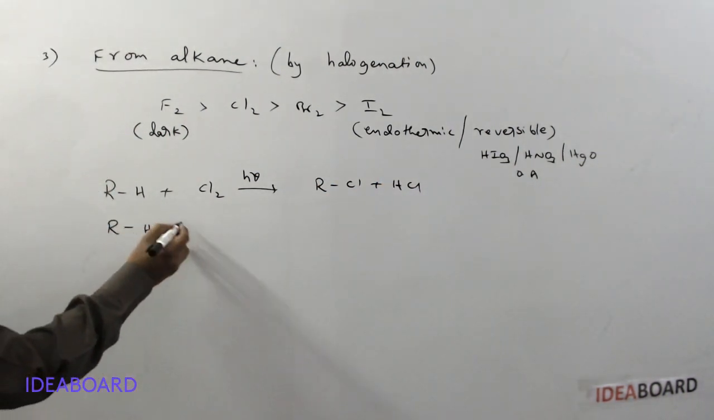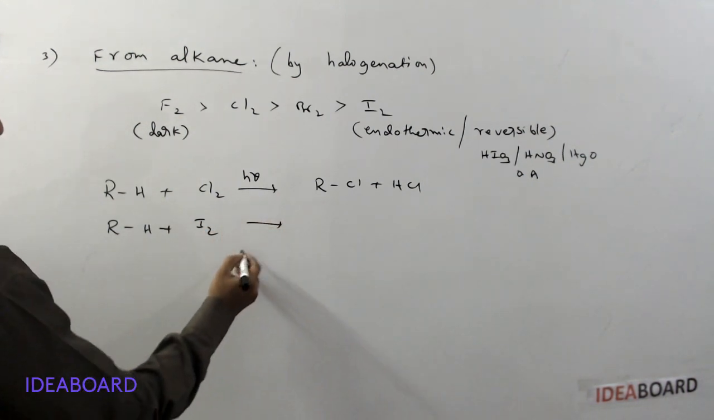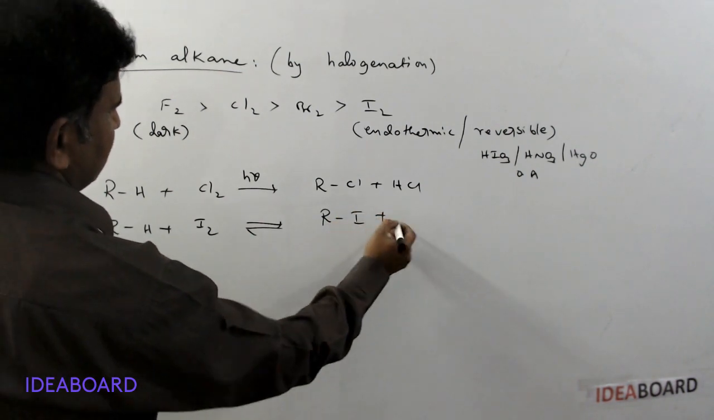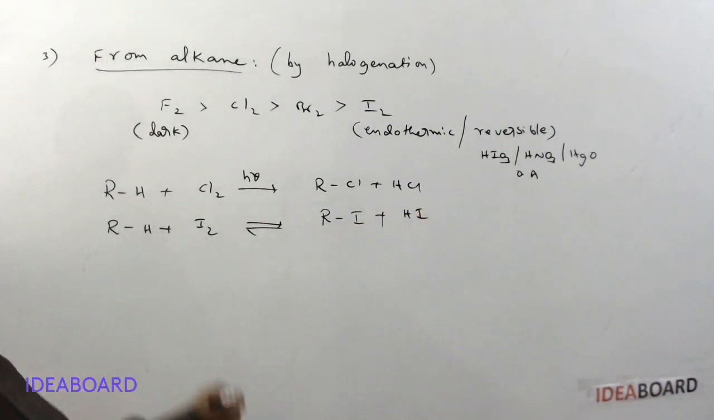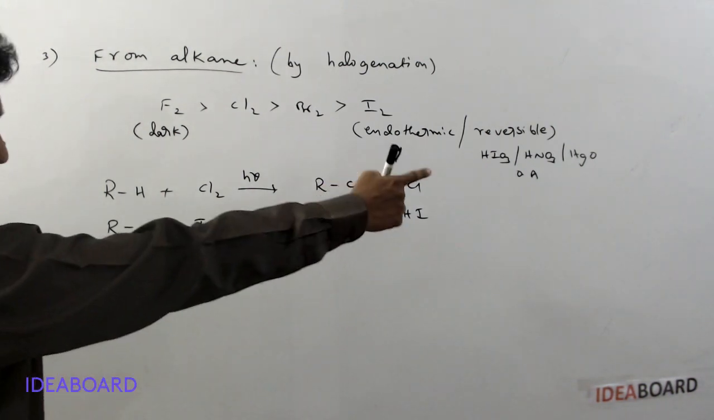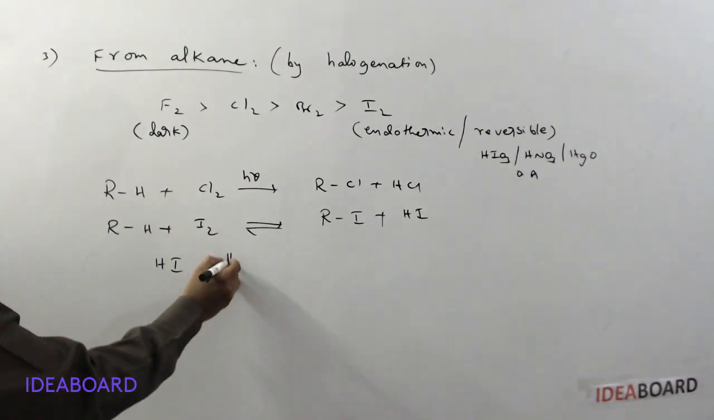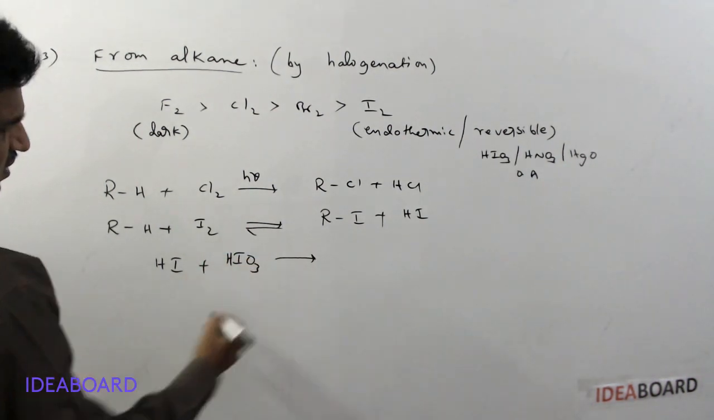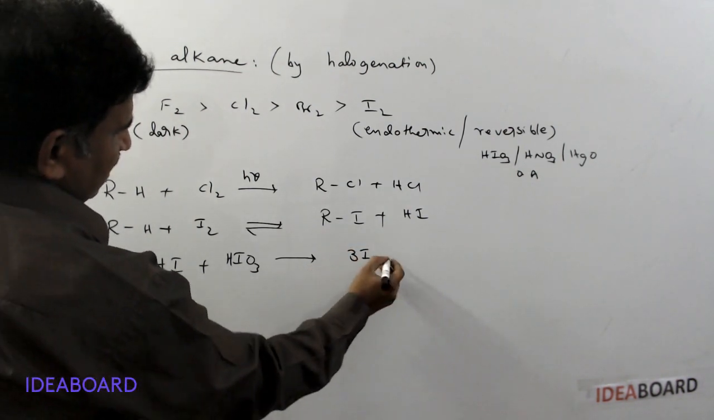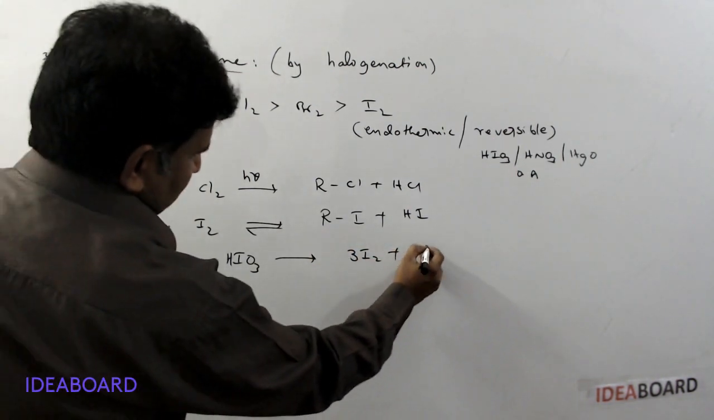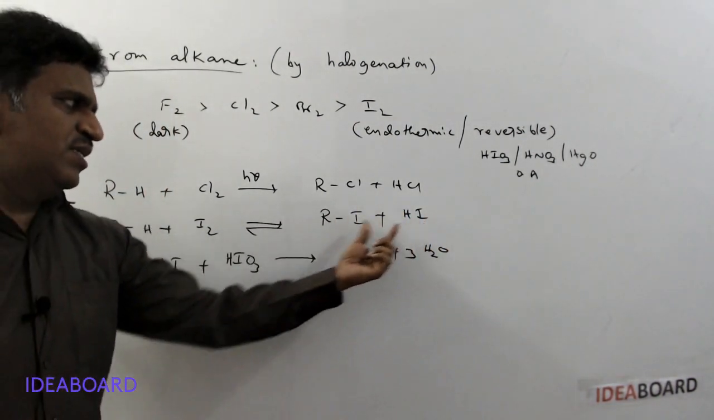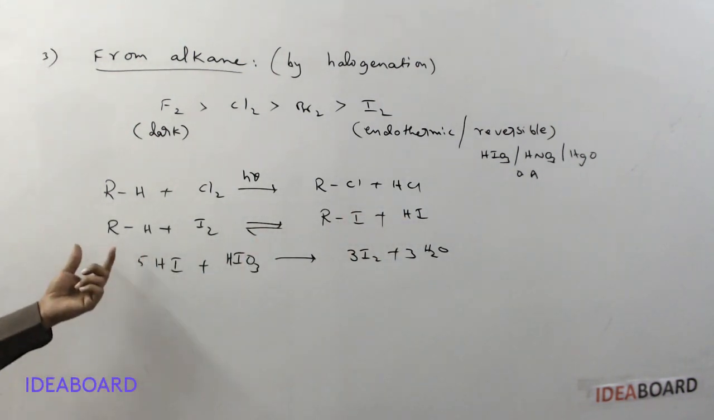Similarly, if there is RH and I2 is reacting, then this is a reversible reaction and it is forming RI plus HI. The formed HI, if we are taking HNO3 or HIO3, then HIO3 reacts with HI and this is converted to iodine plus H2O. Otherwise, this HI again combines with RI and it is giving the backward reaction.